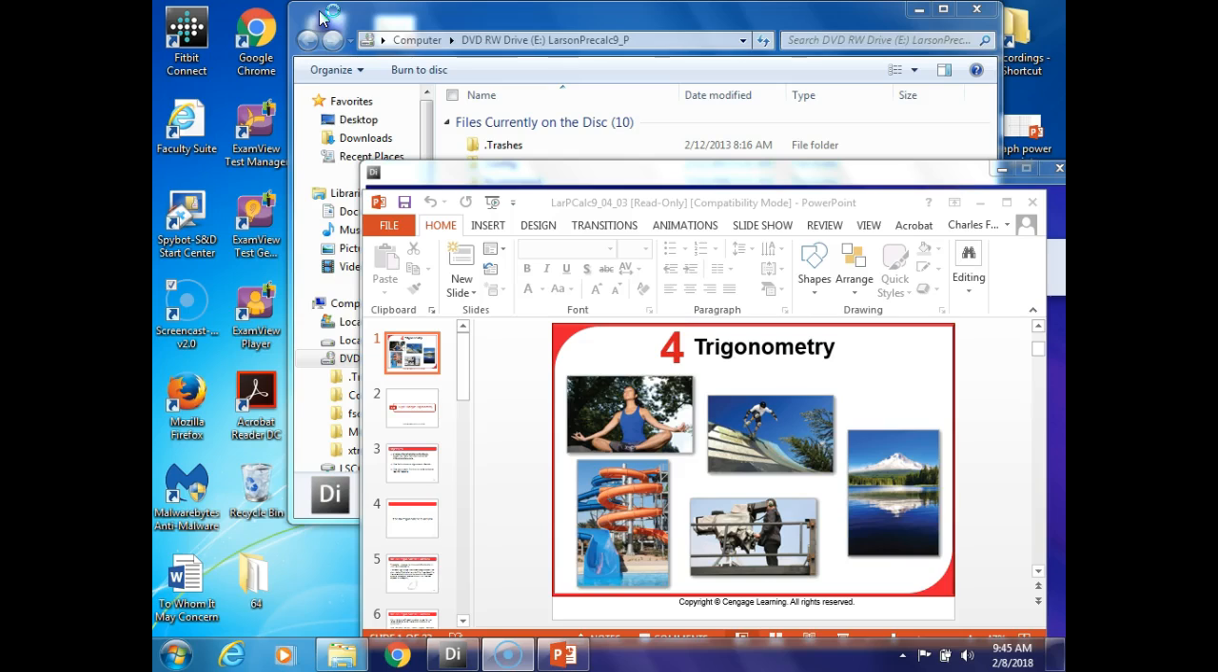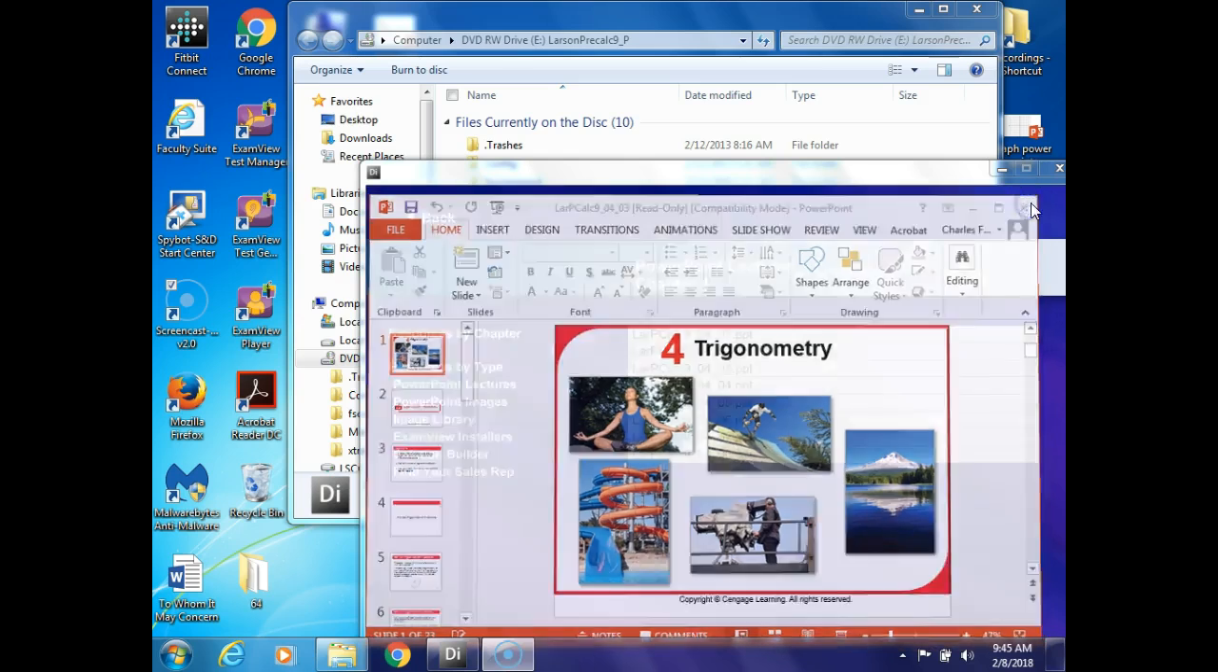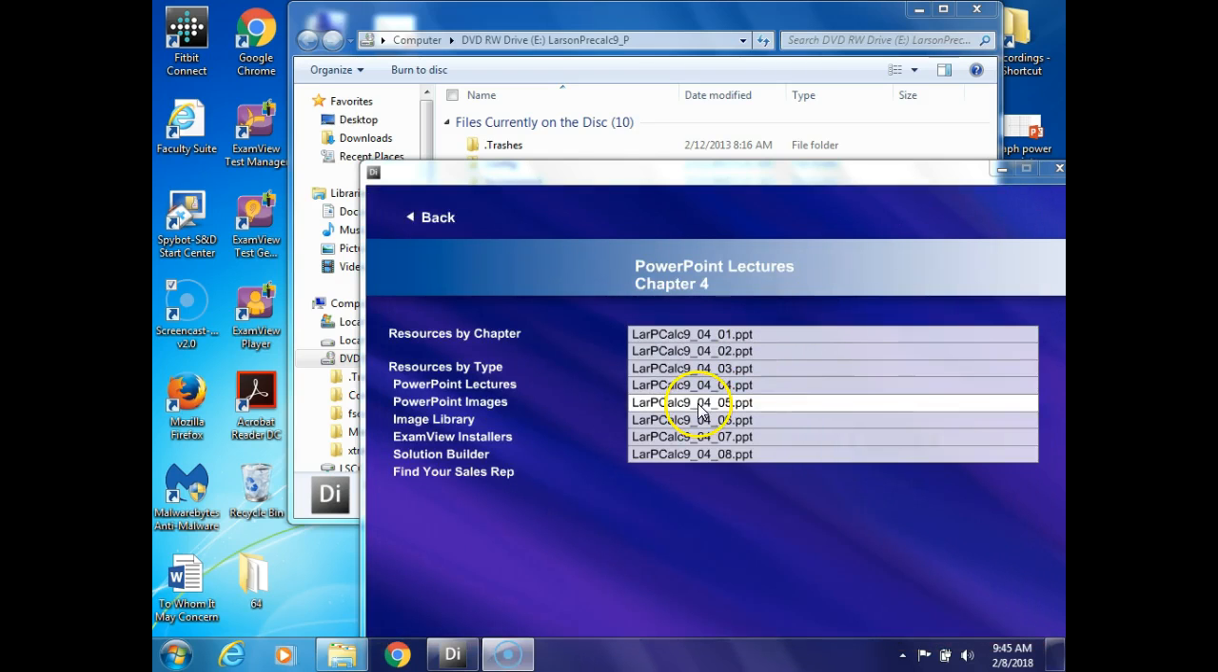Whew, goodness, I'm tired. Okay. So this is 4-3. So I'm going from 4-3 to 4-5, and we'll start afresh at 4-5.